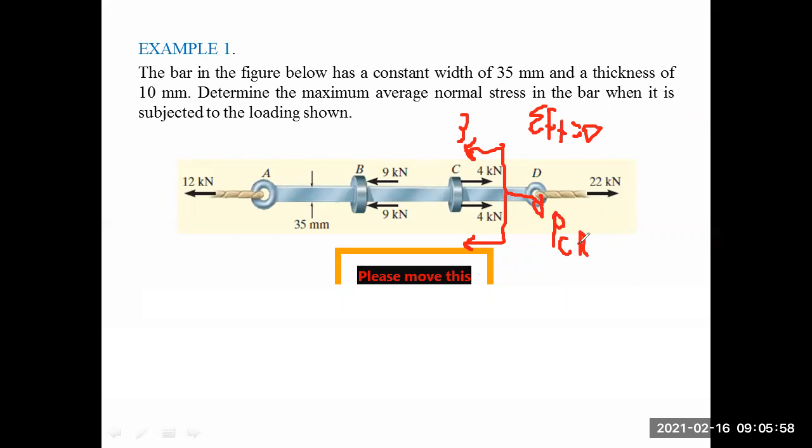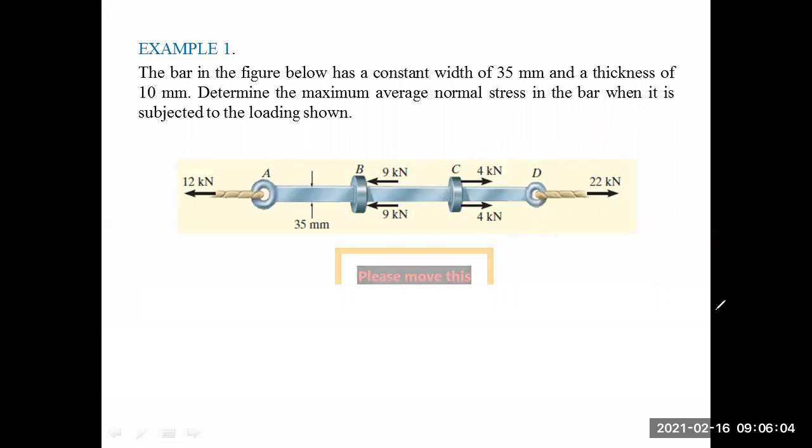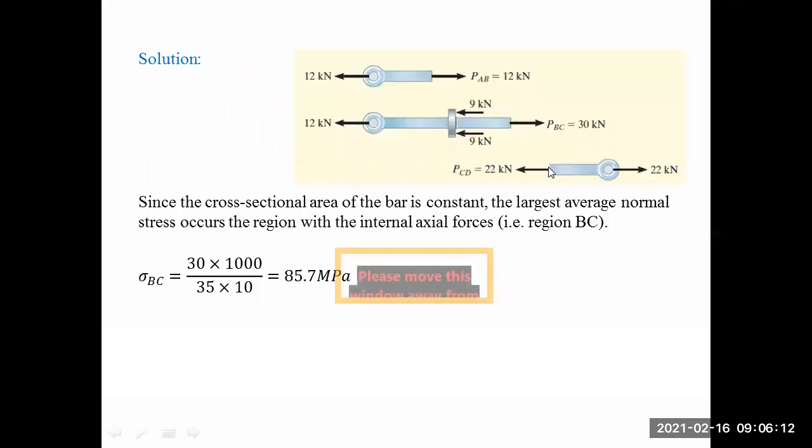But why did he take the right side? He didn't take the left side. Who knows why he chose the right side rather than the left side of the section to solve it here? Why did he choose the right side rather than the left side?